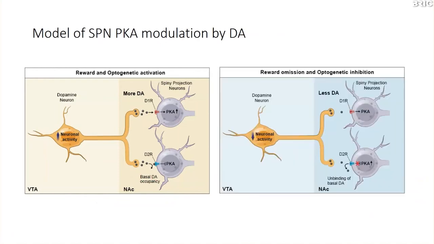The situation is flipped for reward omission or optogenetic inhibition that decreases dopamine below the baseline. D1 receptor is mostly unoccupied by the basal dopamine, and therefore the dip in dopamine does not really affect the PKA activity in D1 receptor expressing SPNs. On the other hand, the D2 receptor is bound to basal dopamine. Therefore, the dip in dopamine now allows this basal dopamine to unbind from D2 receptor, and therefore increase the PKA activity in D2 receptor SPNs by this inhibition.